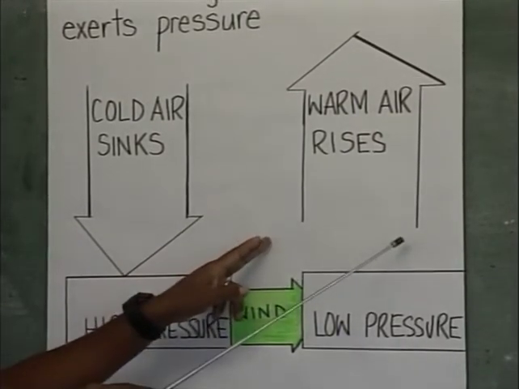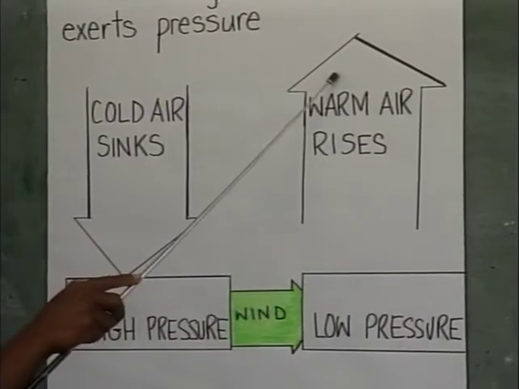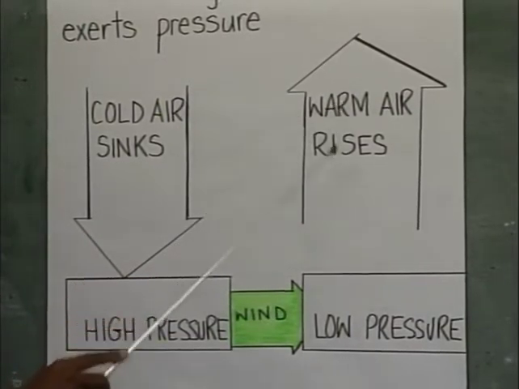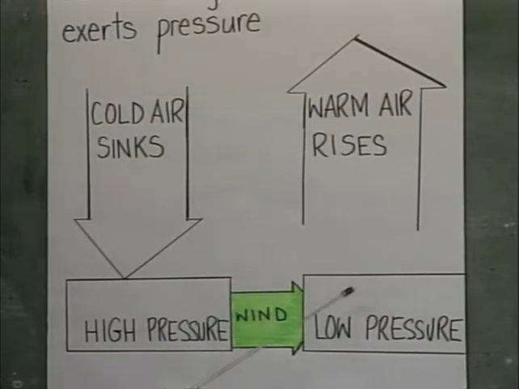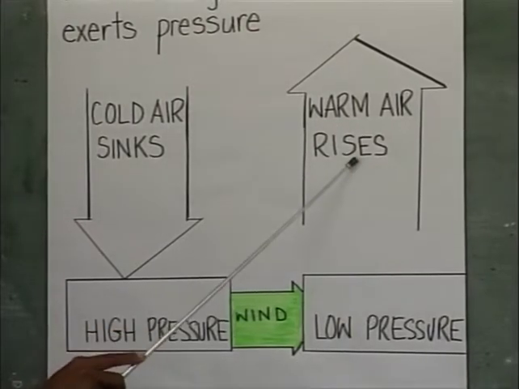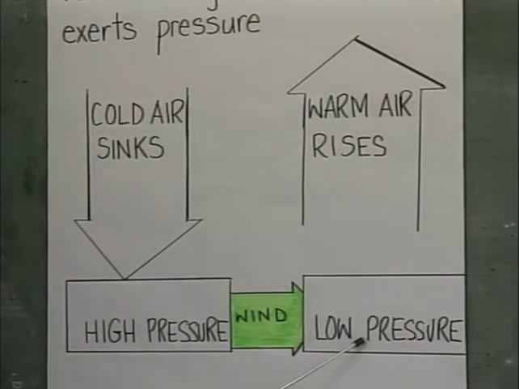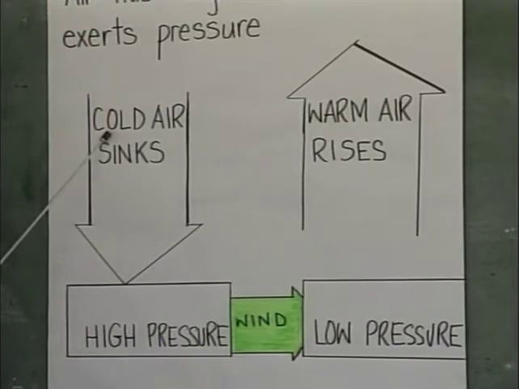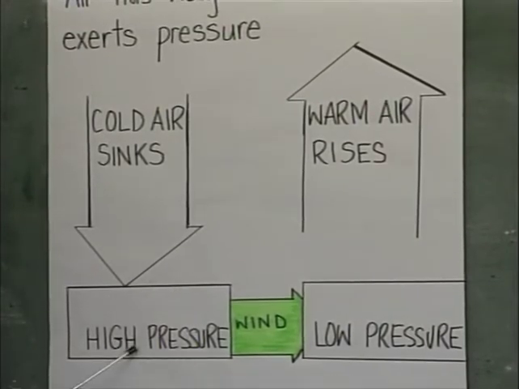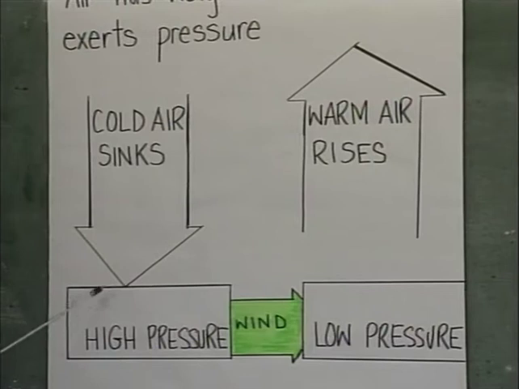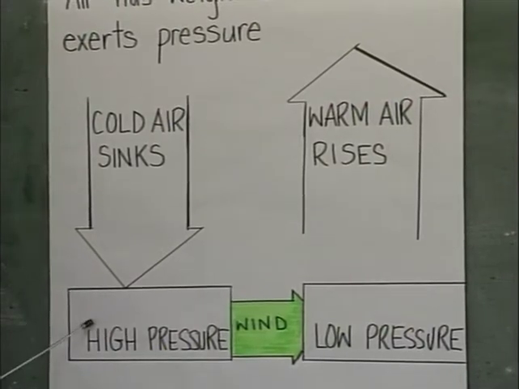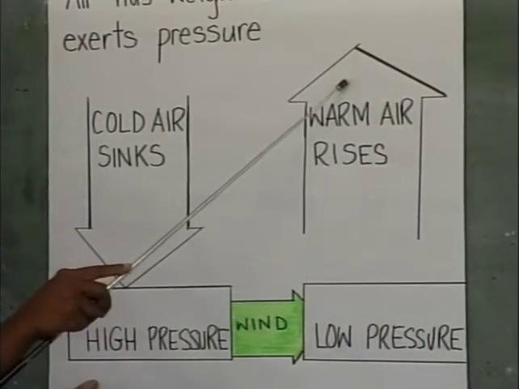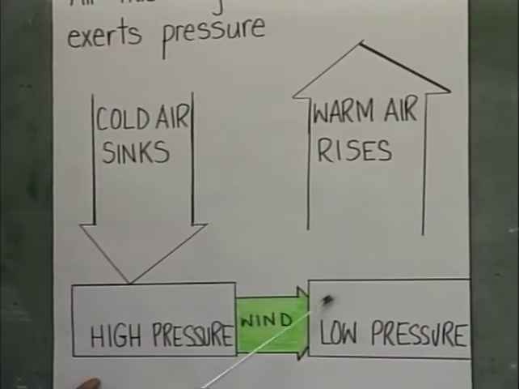Warm air or hot air will always rise, and because the air is rising, it relieves the pressure on that area. Therefore, the area is said to have a low pressure. So warm or hot air is associated with low pressure areas. Cold air is associated with high pressure areas. The sinking of the cold air will result in a high pressure area. The rising of the hot air or the warm air will result in a low pressure area.